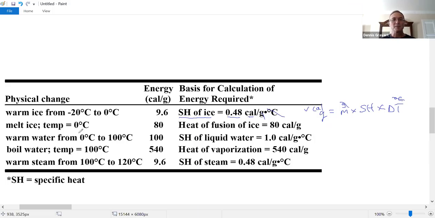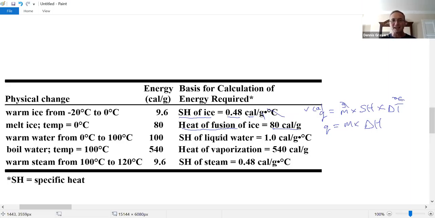Okay, if you're melting the ice, that's a phase change. Start with solid ice, make it liquid water. Your conversion factor, the heat of fusion, is 80 calories per gram. Why doesn't it have Celsius in the denominator? Because it's a different equation. The heat of fusion goes here, 80 calories per gram. Multiply it times your grams, grams cancel out, and you're left with calories.